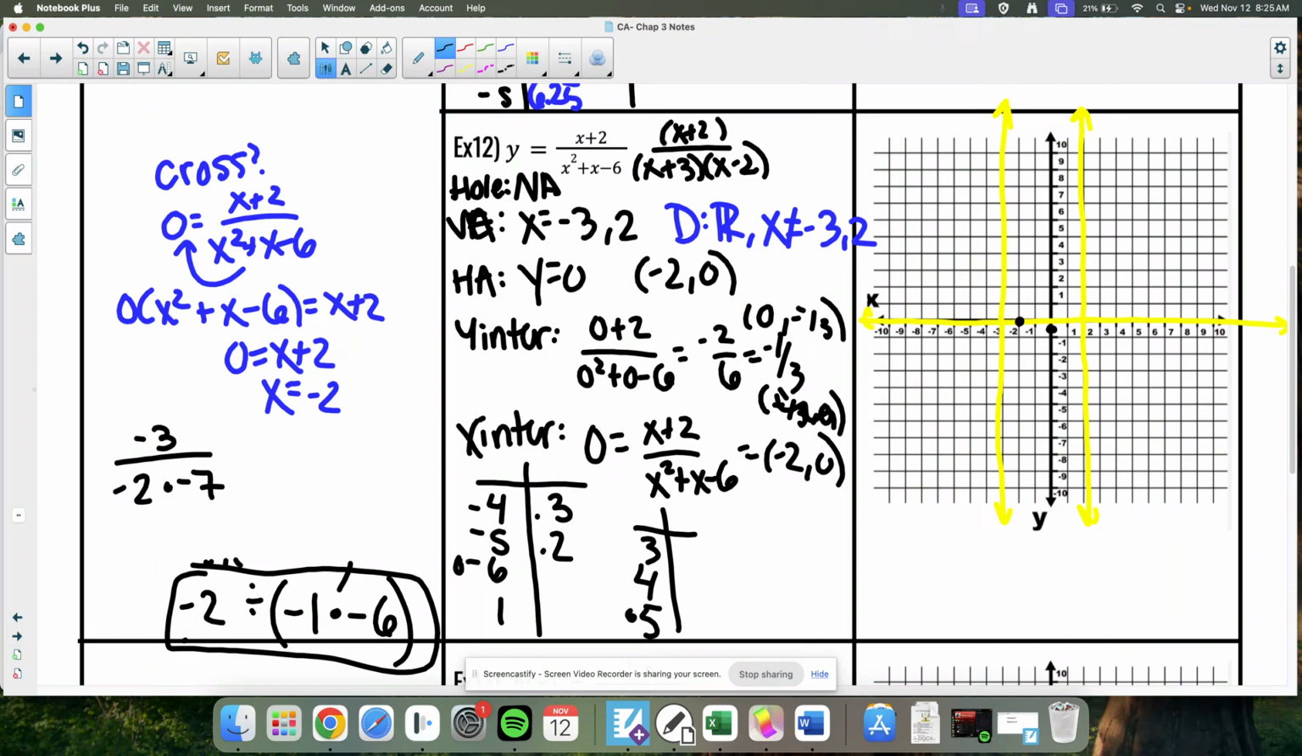Did anyone do -6? 0.08, and then what for 1? -6 was 0.08. Yeah, 0.08. Anyone do 1? What?